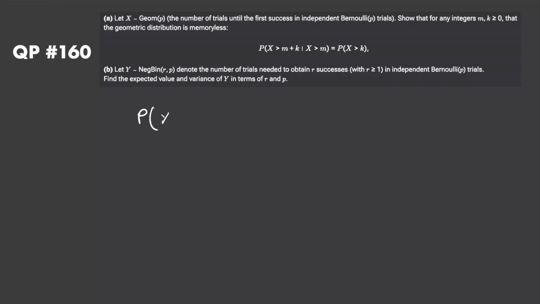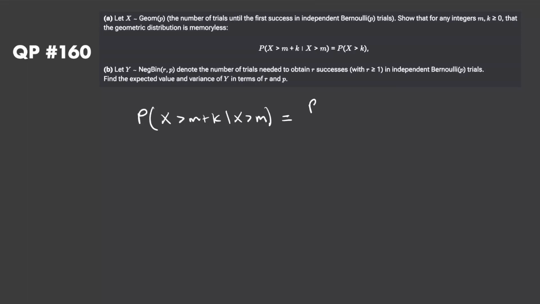So this is a pretty simple property to show, right? We're trying to show that the probability that x is greater than m plus k, given that x is greater than m, is going to be equal to the probability that x is greater than k. So let's just start with the left-hand side of this equation, use the definition of conditional probability, and arrive with the right-hand side.